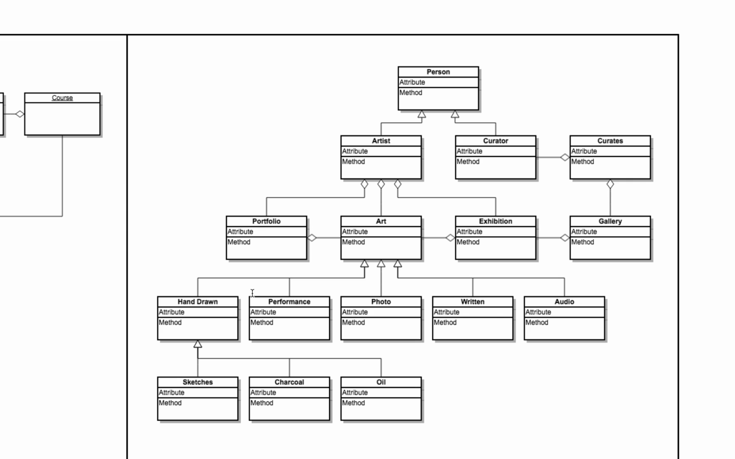showcase their art in a particular exhibition. There's all sorts of types of art. There's hand-drawn art, performance photos, written, audio. There's sketches, charcoal, oil. And then you have the curator on the other side that curates a lot of galleries, a lot of presentations there. And the galleries can have many exhibitions of which the artist can be an exhibitor in that particular exhibition. So anyway, these are just some really simple examples of what these might be.